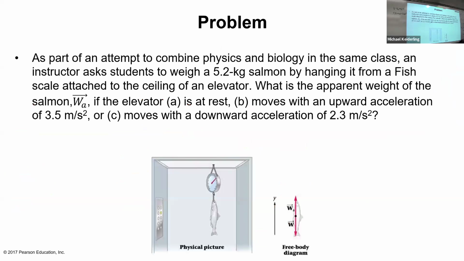Nope. So here we have an apparent weight problem. Part of an attempt to combine physics and biology in the same class, an instructor asked students to weigh a 5.2 kilogram salmon by hanging it from a fish scale attached to the ceiling of the elevator. What's the apparent weight of the salmon if the elevator is A, at rest, B, moves with an upwards acceleration of 3.5 meters per second squared, or C, moves with a downward acceleration of 2.3 meters per second squared? So this apparent weight formula is helpful.